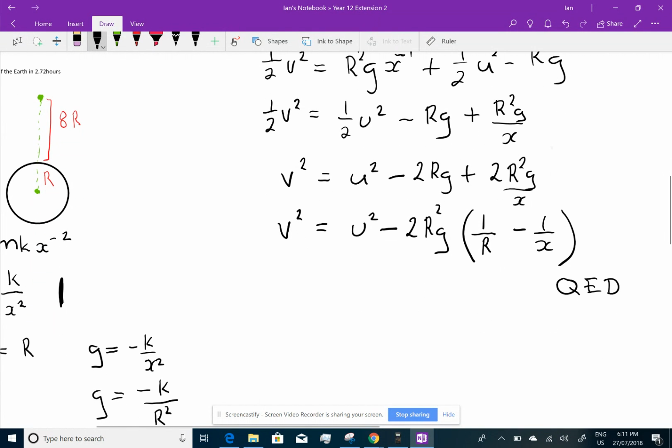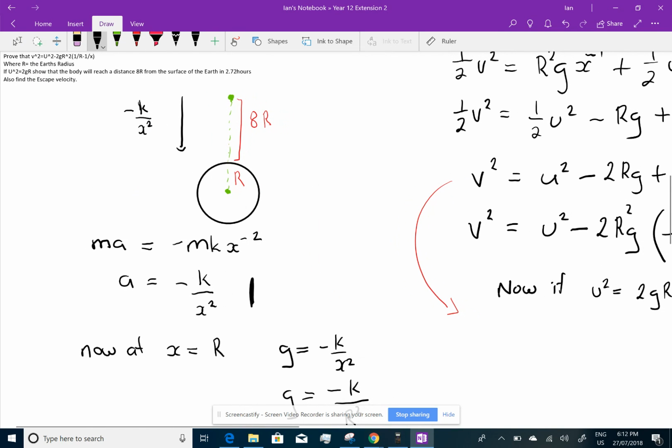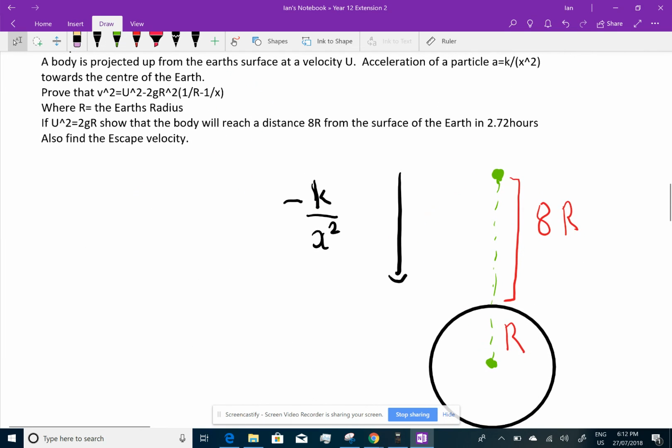Okay, let's go back and let's just take this statement. Now, if u squared equals 2gr, this is the second part of this thing. Look over here. If u squared equals 2gr, here it is.